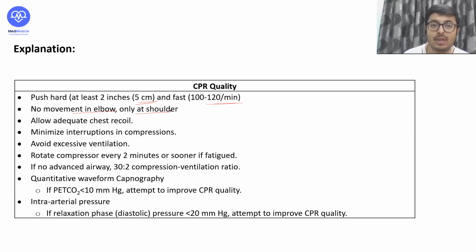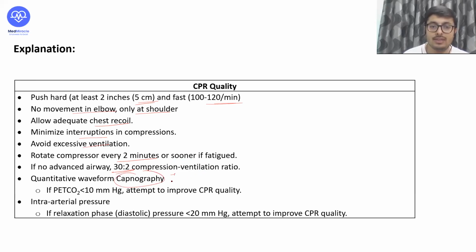This is again one thing which is usually assessed in the practical aspects, right? That when we are pushing in a hurry, we are undergoing the movement of the shoulder elbow joint. That should not happen. Otherwise, it will reduce the effectiveness of the CPR. Adequate chest recoil should be allowed. There should be minimum interruptions in the compressions. Avoid excessive ventilation. The compressor should be rotated every 2 minutes or sooner if fatigued. If no advanced airway is obtained, then 30:2 compression ventilation ratio should be maintained.